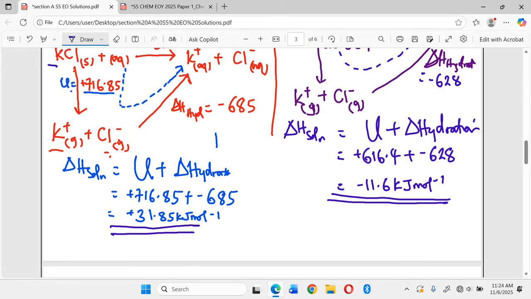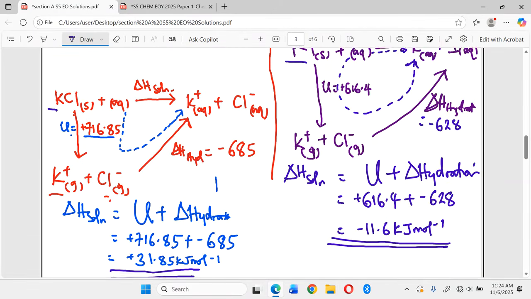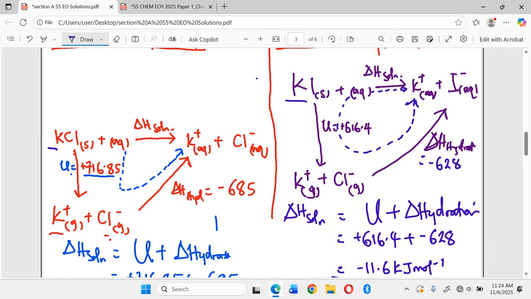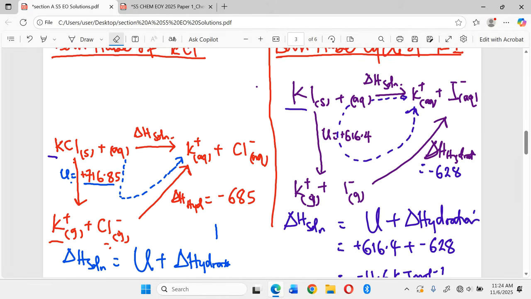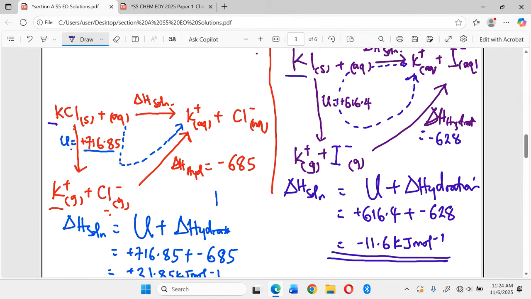oh, sorry, that was a mistake here. This is potassium, this is iodide, not chloride. Okay, sorry about that. So this is supposed to be the potassium ion and then the iodide ion. So this is because when you get that two, we get that, and that will be the enthalpy of hydration. Sorry for that.